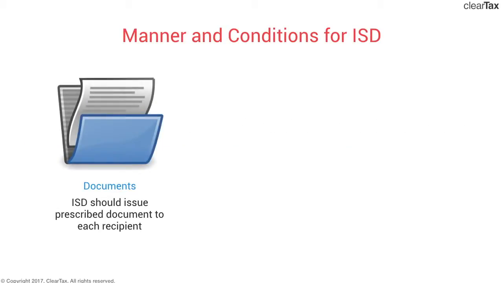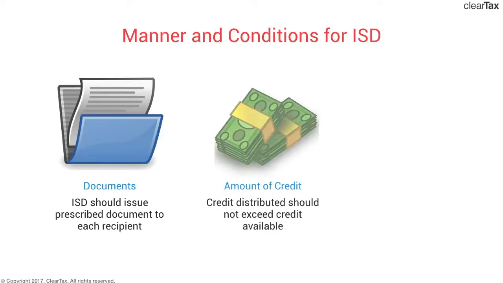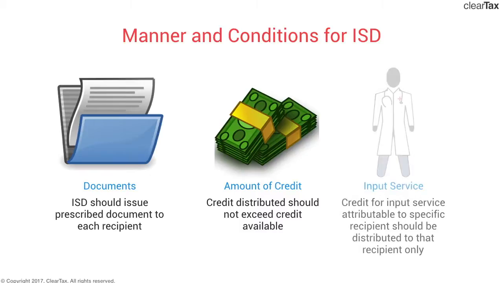One relating to documents. The input service distributor should issue prescribed documents to each recipient. The government will prescribe these documents and he just has to issue these documents to each recipient, giving out the details of the tax transferred. The second is amount of credit, and a very simple reason: the credit distributed should not exceed credit available. Logical, isn't it? The third one is where it gets a little tricky.